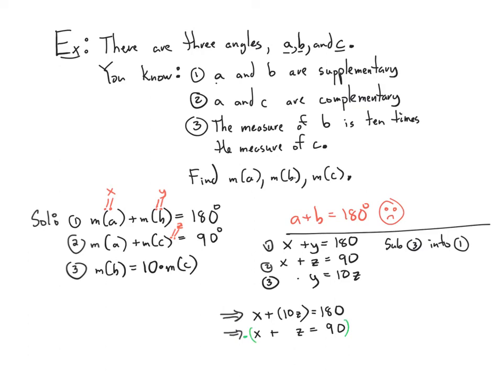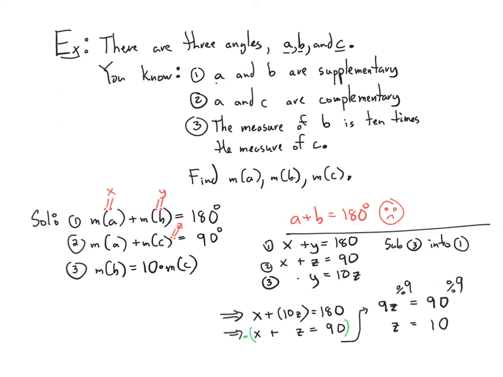I'll put the answer up here, just because I'm almost at a space. So x minus x is 0. 10z minus 1z is 9z. And 180 minus 90 is 90. So we have 9z equals 90. Divide both sides by 9, of course, and we get that z equals 10.